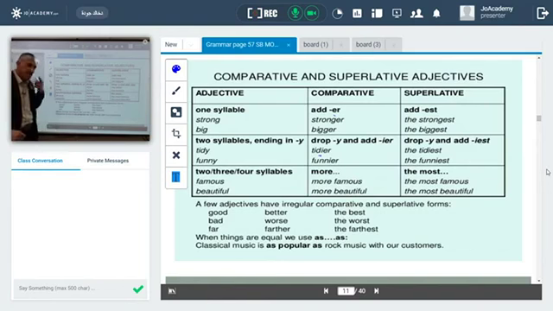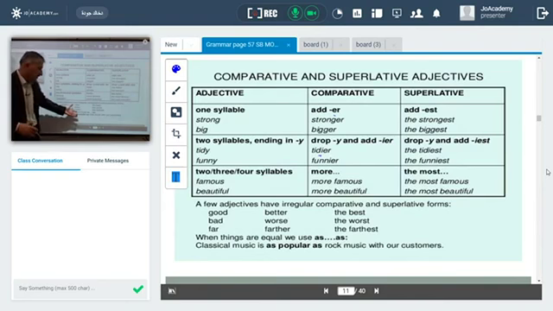Bad means سيء, and if I want to make it أسوأ, I say worse. So he is worse than his friend. Then we have the word far. Far means بعيد. I want to say أبعد. We say further. Further means أبعد. So these are irregular adjectives. You need to know them, memorize them, because they don't follow the rule.